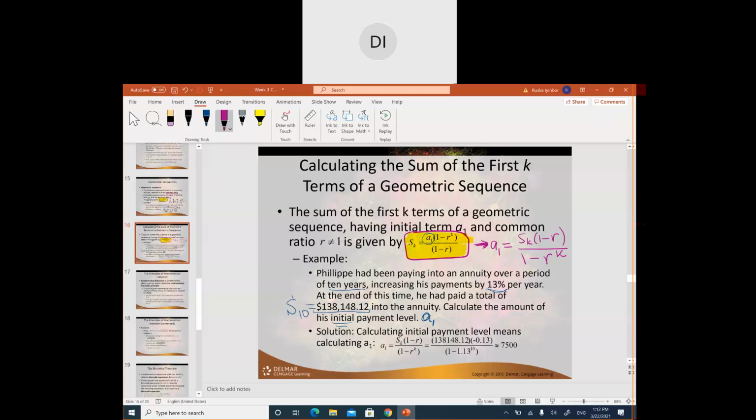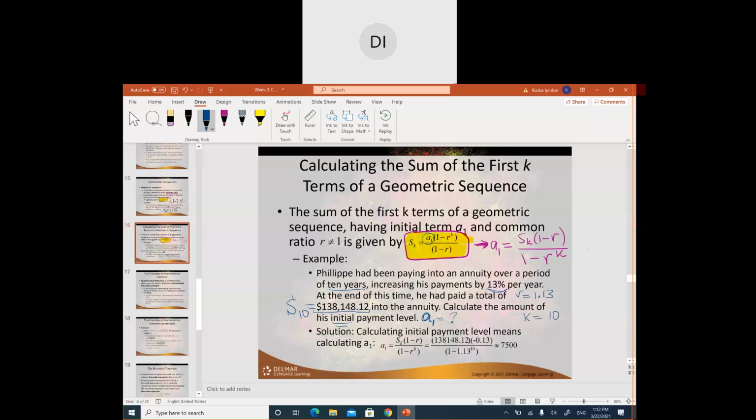So we have, let me write it here, r is 1.13. A1 is the one we need to find, right? We have r, we have k is 10 because it's 10 years, right?